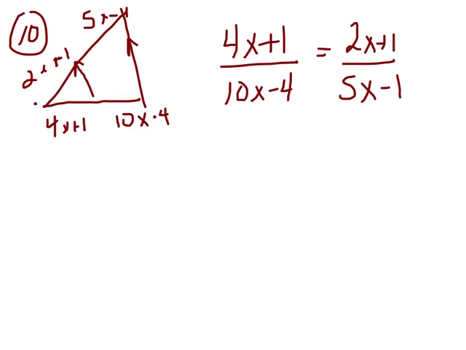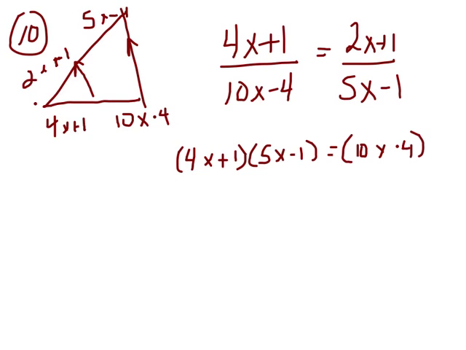That works too. So now we got a big mess, because when we cross multiply, we get 4x plus 1 times 5x minus 1 equals 10x minus 4 times 2x plus 1. So we got a lot of distributing. What we basically need to do, to simplify this mess, is multiply it all out on both sides, move all the terms over to one side so we can solve. Because probably it's going to be a square type equation, and we're going to need it set equal to 0.